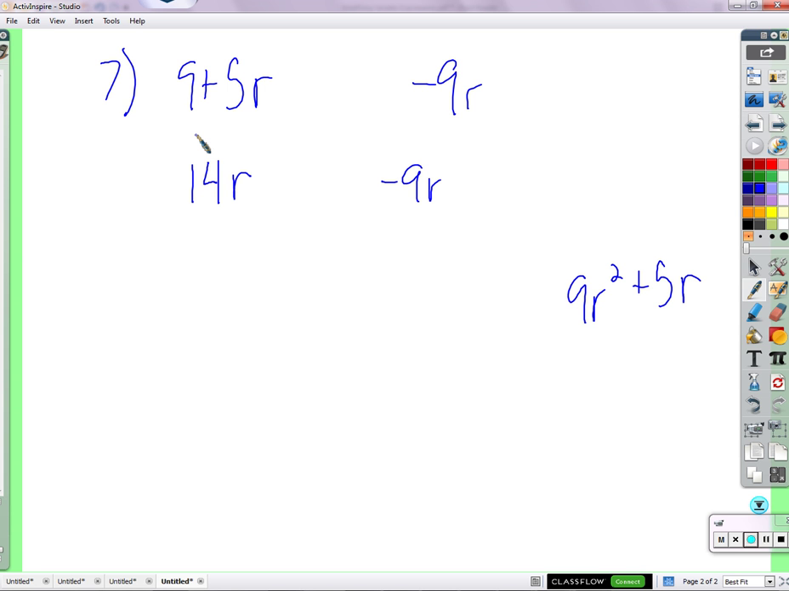Okay. Let me put it like this. 9r plus 5r is 14r, right? Yeah. 14r. Okay. So, yes. But other than just saying it has a variable, what's that?